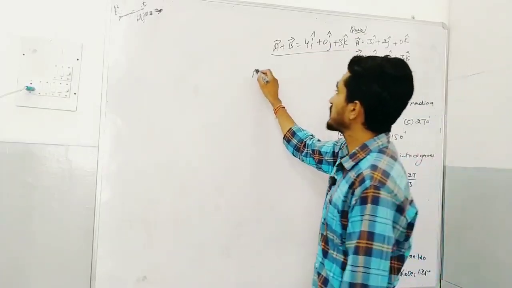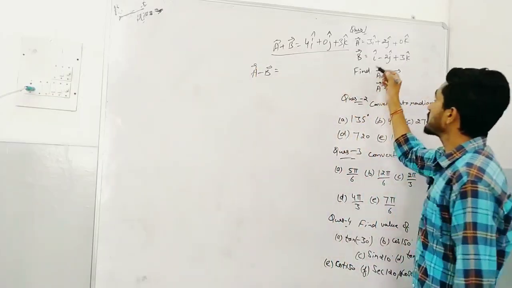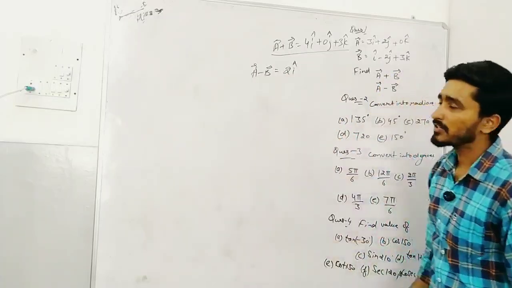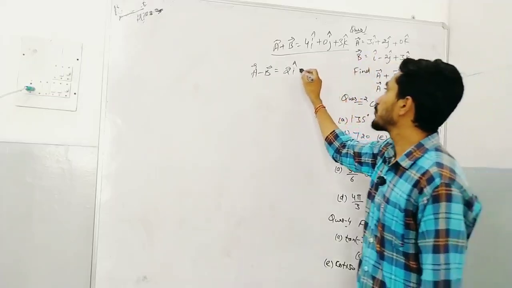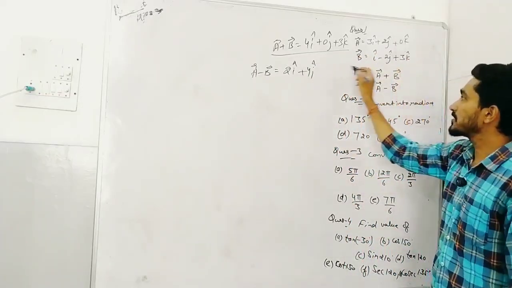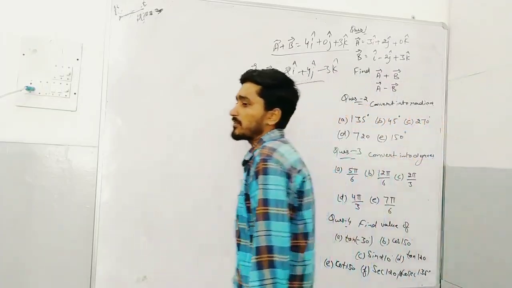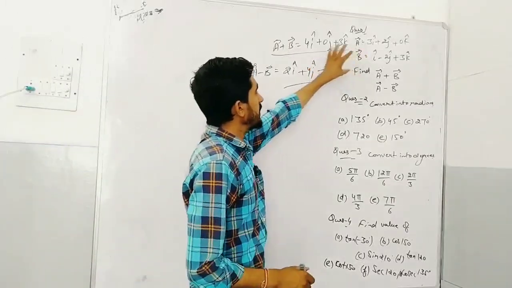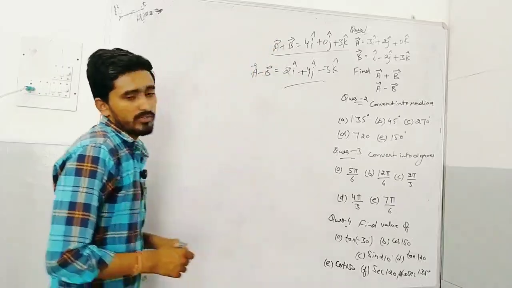Then a plus b is this answer. Now, what is a minus b? 3 minus 1, 2 i cap. 2 minus of minus 2, 2 plus 2, 4 j cap. 0 minus 3, minus 3 k cap. This is the answer for a minus b. This is a plus b, and this is a minus b.